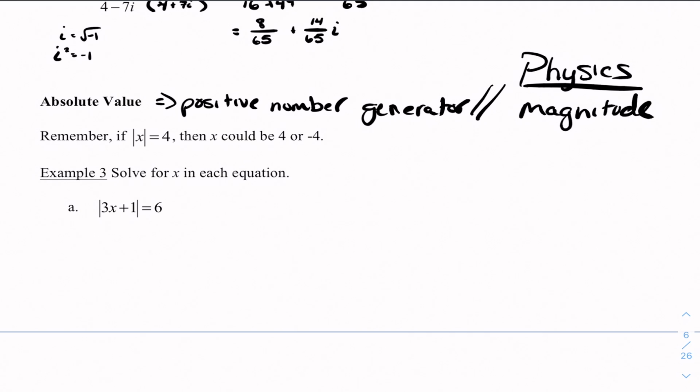Oftentimes we deal with absolute values in terms of a number line or in one dimension. What we're looking at with the absolute value of x equals 4 is some number 4 units away from the origin, which means I can either go 4 to the right of 0, or I could go 4 to the left of 0 and end up at negative 4. Both of these have the same magnitude or distance from the origin.